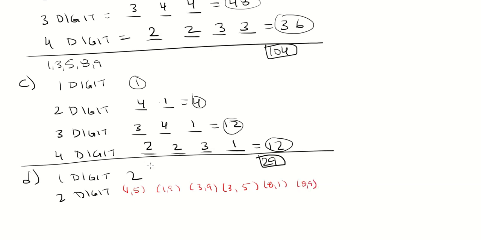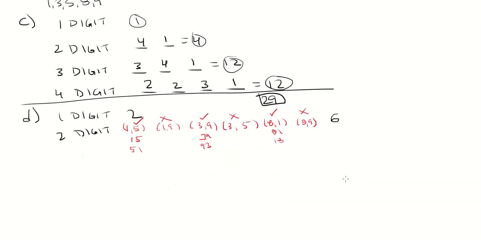So if you add these up, 1 plus 5 is 6, that works. 1 plus 9 is 10, that doesn't work. 3 plus 9 works. 3 plus 5 does not. 8 plus 1 works. 8 plus 9 does not. So we have 3 of them working, and then you can change the order. So we'll read it as 15, 39, 81, and then you can just switch the order: 51, 93, 18. So clearly that's going to be 6 available.